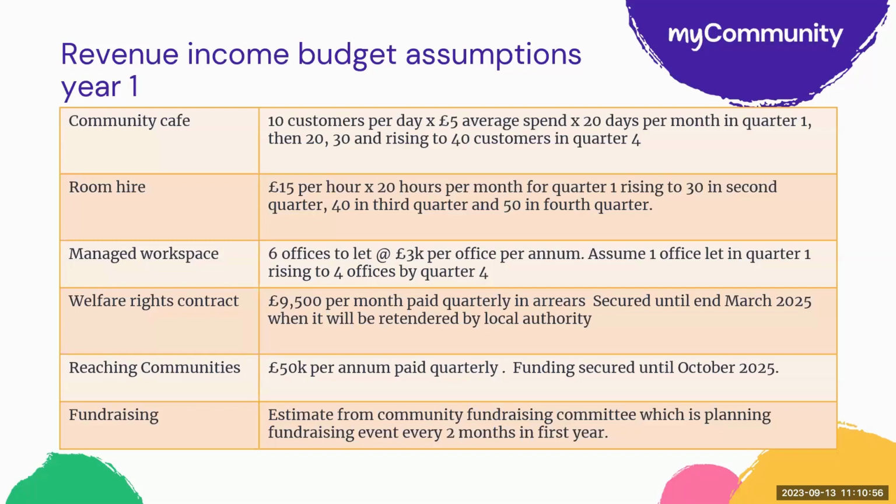Similarly, how many people, how many organizations are going to hire rooms when you first open? How much are you going to charge? And then thinking about how that might rise over the first year, the second year, the third year. If you have contracts or grants, talking about, in this case, I was thinking they've got a welfare rights contract. It's worth X per month. It's paid quarterly. It's secured until the end of March 2025. This helps the assessor to understand where your income is coming from.